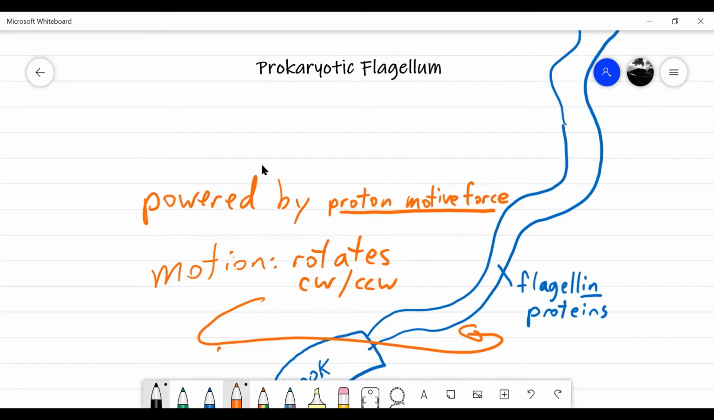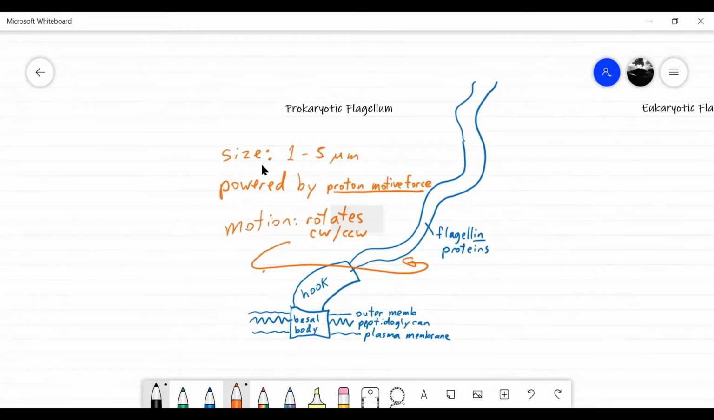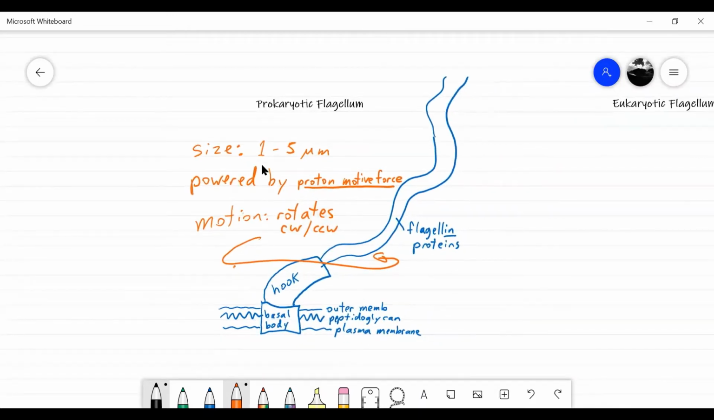Maybe the last thing to say about this is the size. So how big are these things? These are basically 1 to 5 micrometers. So a bacterial cell is 1 to 2 micrometers. So these are roughly that size, sometimes a little bit bigger. Okay, so there is my beautiful prokaryotic flagellum. I hope you like that. And like you can see, I am an amazing artist. And unfortunately, that's not really paying the bills now, is it?